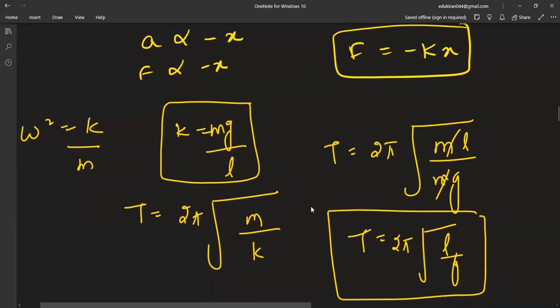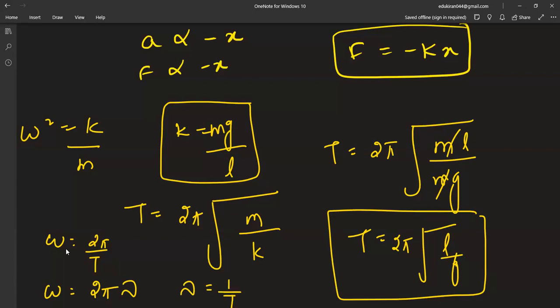Ma'am, how did we get 2 pi under root m by k? Which one, Harsha? 2 pi under root m by k. Yes, ma'am. Omega and time period have this relation. Omega is equal to 2 pi by T. So omega is under root k by m, so this will be under root m by k. The angular frequency is 2 pi nu, no? Linear frequency can be written as 1 by time period. Try to recall circular motion. So that's why this is this.